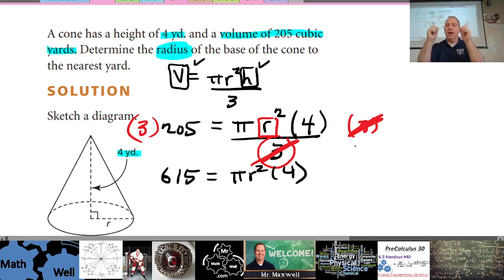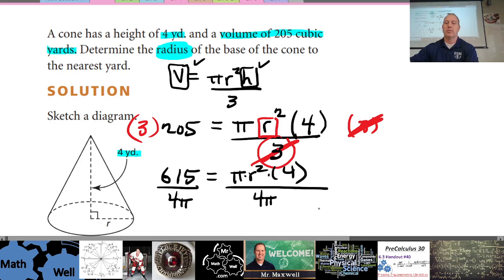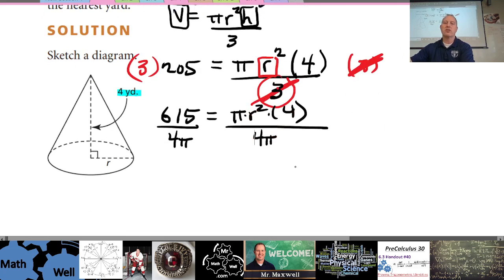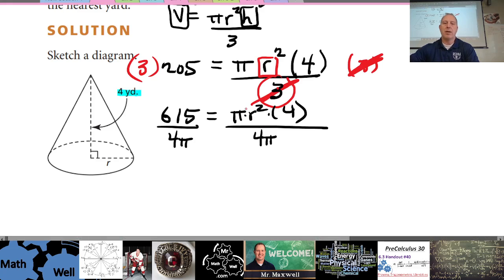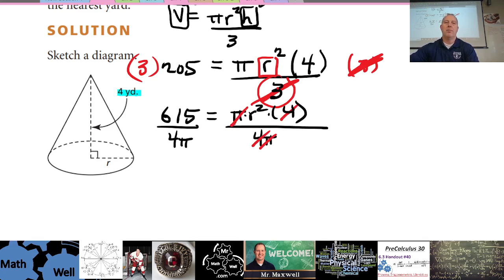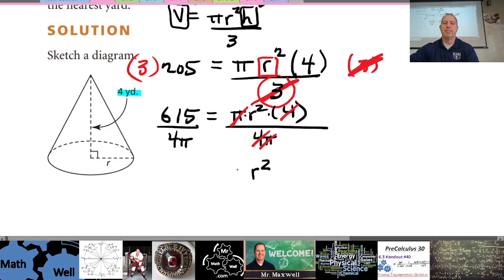Now you can do kind of 2 things at once here. I need to get r by itself, so I need to get rid of this pi that's multiplied by it and the 4 that's multiplied by it. So I'm going to divide by 4 pi. I'm going to do this all at once. And yes, should you show this division? Yes. Show your work. Trust me, it'll become very quick. So now I know that pi divides out with pi, 4 divides out with 4. What I'm left with is r squared.